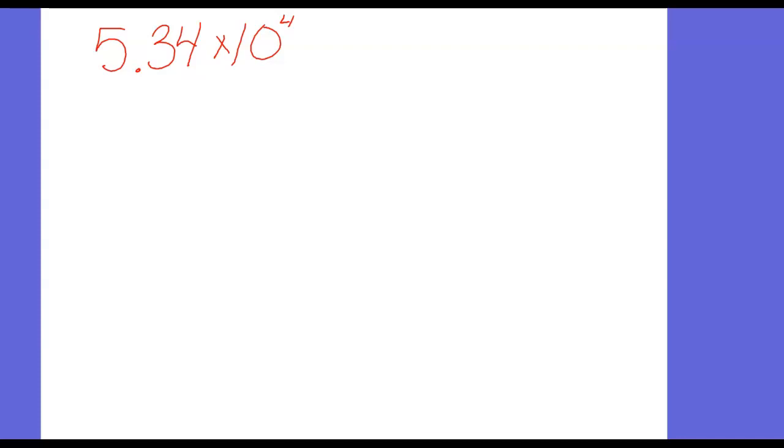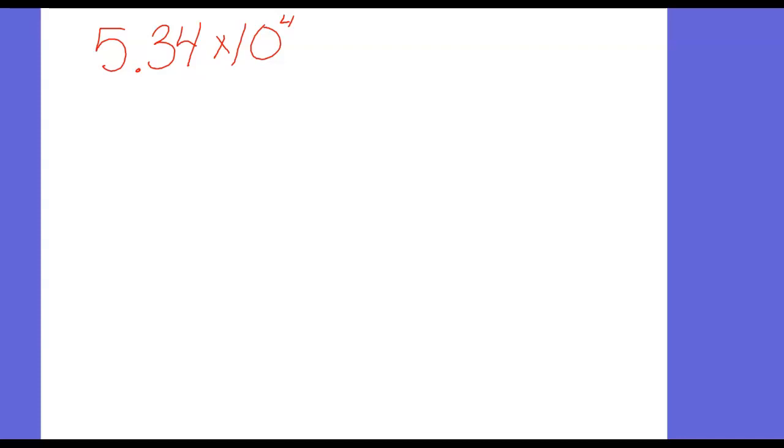Tristan, what do you think? Big. Why do you think it's going to be big? Okay, and how do you know that I'm going to move it to the right? Because it is big. Because I have a positive exponent, right? So if I have a positive exponent, my number is going to be big. So I'm going to move it how many times? I heard Tristan say he's going to move the decimal to the right, but how many times?